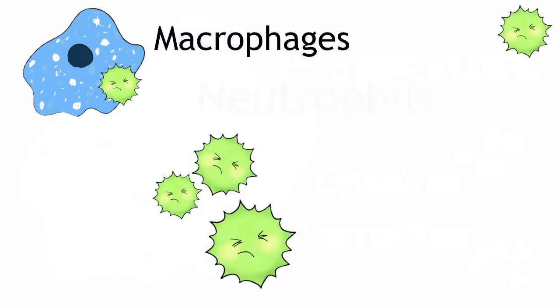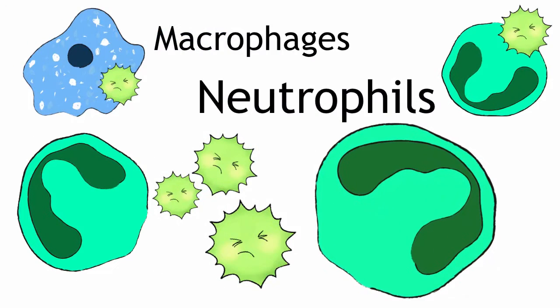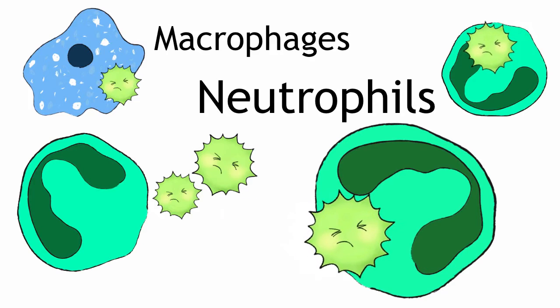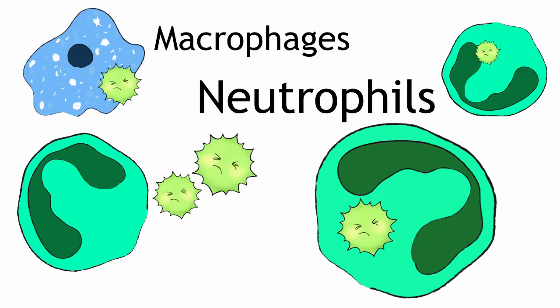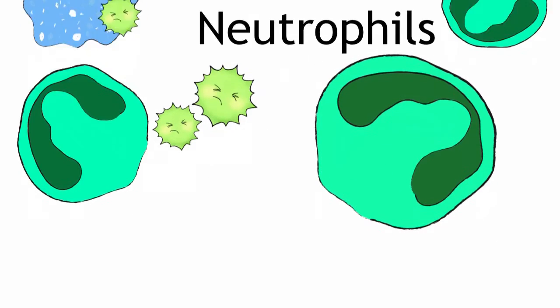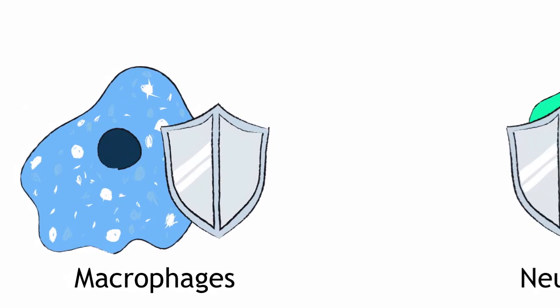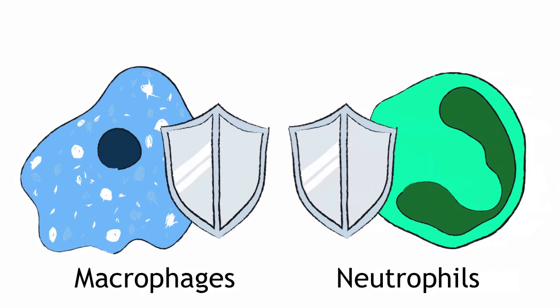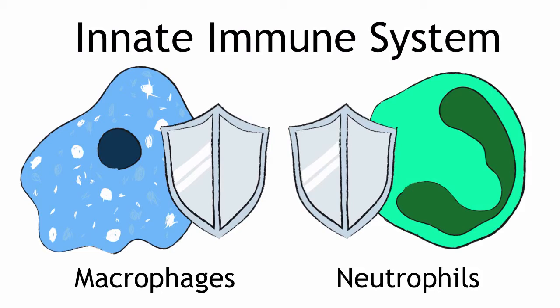Different immune cells, called neutrophils, are recruited to your leg, and with the macrophages, they help to destroy the bacteria. Both macrophages and neutrophils are part of the so-called innate immune system, and these cells are part of the first line of defense against invading pathogens.